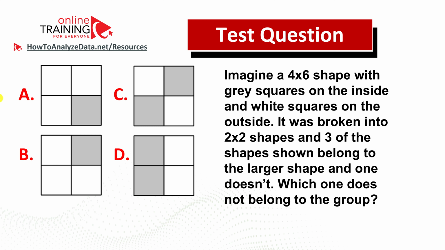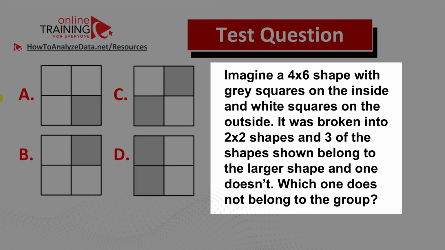Here's the tricky IQ and aptitude test question you might frequently see on the test. Imagine a 4x6 shape with gray squares on the inside and white squares on the outside. It was broken into 2x2 shapes, and 3 of the shapes shown belong to the larger shape, and 1 doesn't. Which one does not belong to the group?